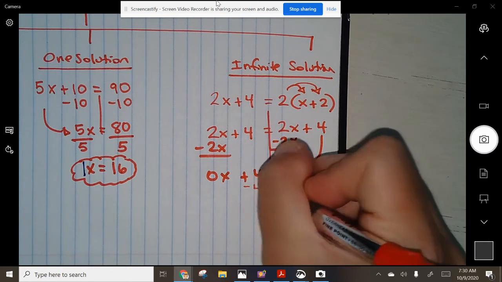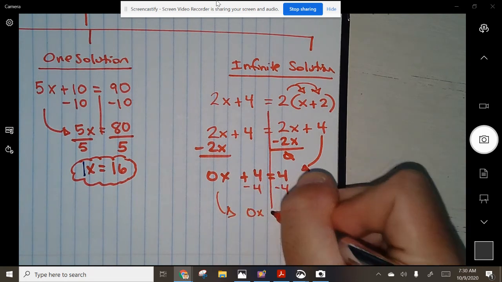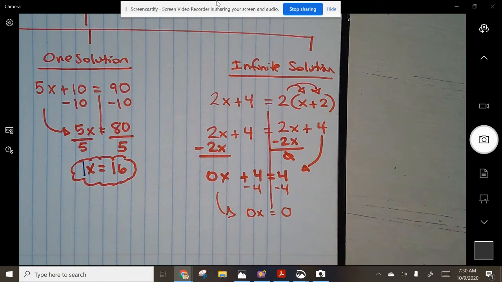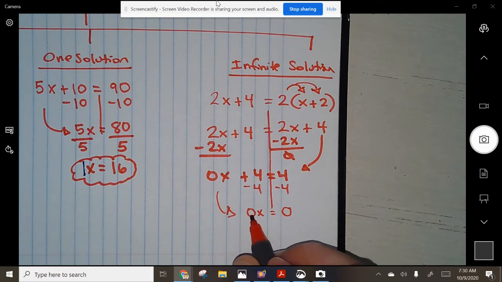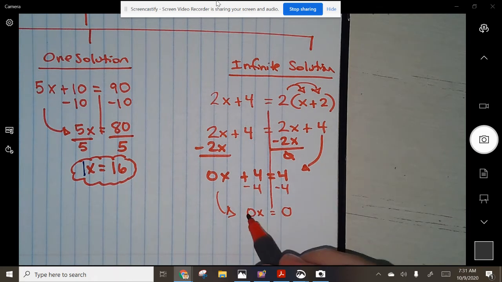Then I'm going to subtract 4, and I'm going to get 0x equals 0. Now let's think about this answer. 0x equals 0. What times 0 equals 0? What if I said x was 10? Would this be true? Yep, 10 times 0 equals 0.